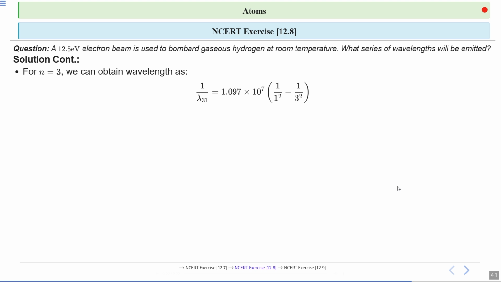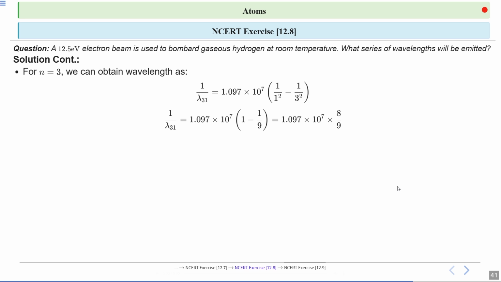So the generalized formula is 1 upon lambda IF equals RH times 1 upon NF squared minus 1 upon NI squared, where R is the Rydberg constant. For this transition, N1 is 1 and N2 is 3. Plugging in these values helps us set up the calculation. And the equation becomes 1 upon lambda 31, that means the wavelength of light emitted when the electron transitions from n equal to 3 to n equal to 1, equals 1.097 multiplied by 10 to the power 7, which is the Rydberg constant, multiplied by 1 upon 1 squared minus 1 upon 3 squared.